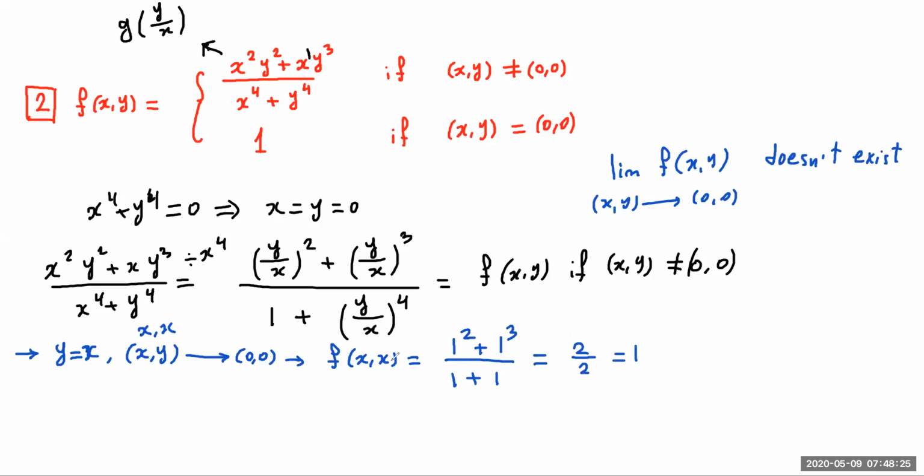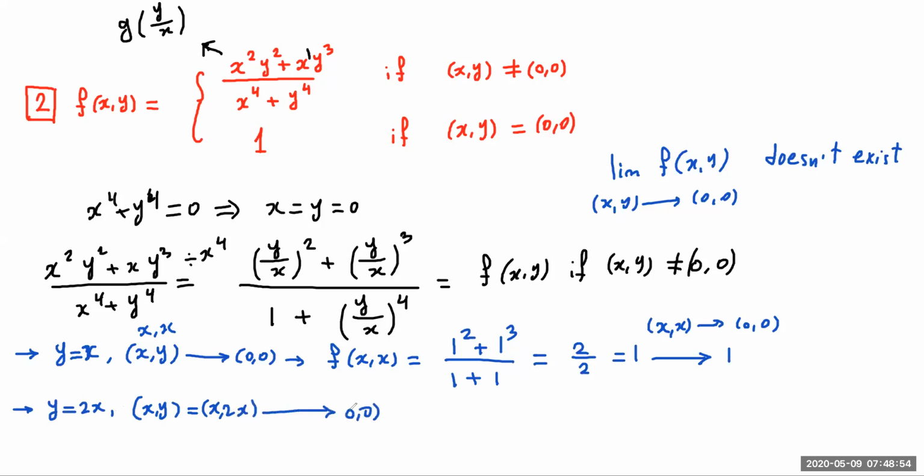So the function f(x, y) approaches 1 when (x, y) approaches (0, 0). Okay. Now, the second step: let's take the line y = 2x. Let's suppose that the point (x, y), which is equal to (x, 2x), moves on this line and approaches (0, 0). Then the function f(x, y) will be f(x, 2x).